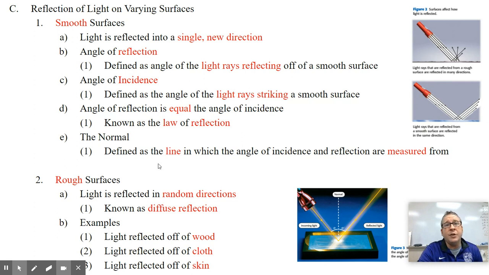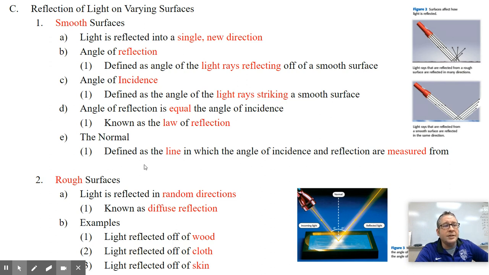We also have what's called the angle of incidence. It's defined as the angle of the light rays striking a smooth surface. So angle of incidence is striking a smooth surface. Angles of reflection are reflecting off of. So this would be the angle of incidence. This right here would be the angle of reflection. The angle of reflection is equal to the angle of incidence. This is the law of reflection. Then we have what's called the normal, okay?